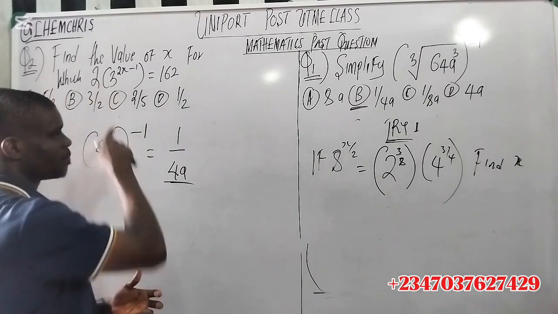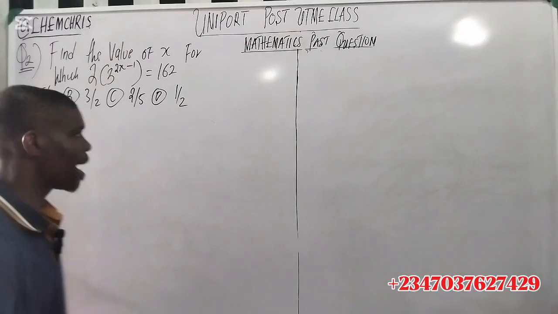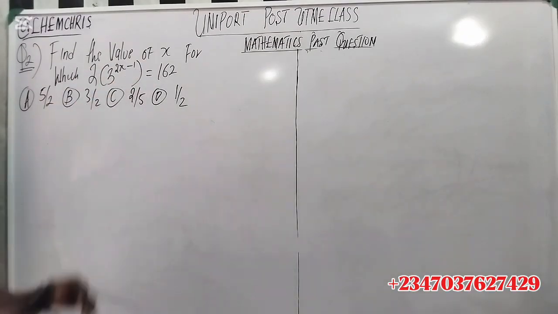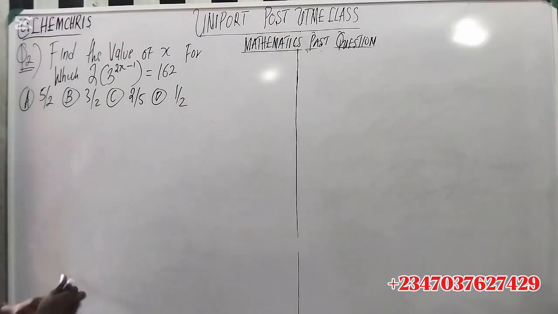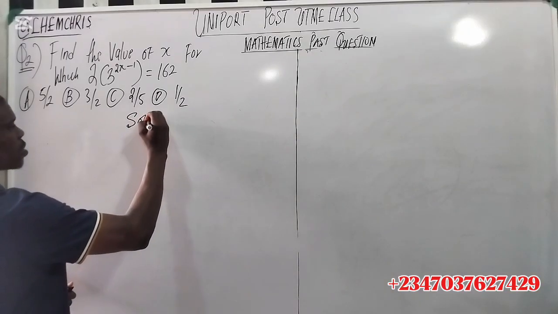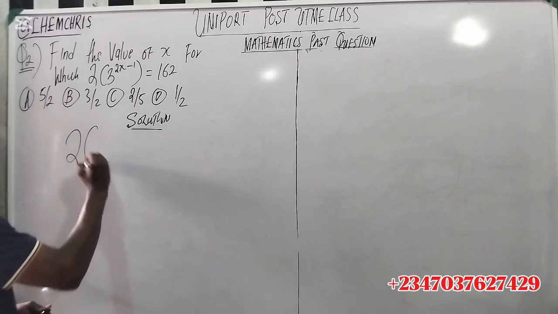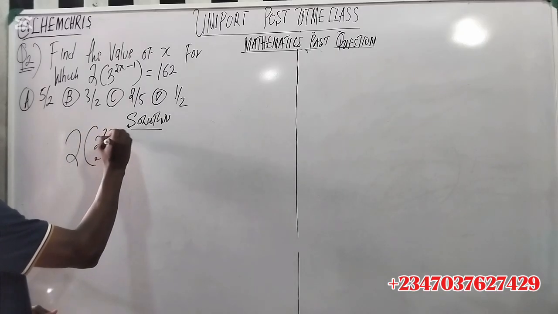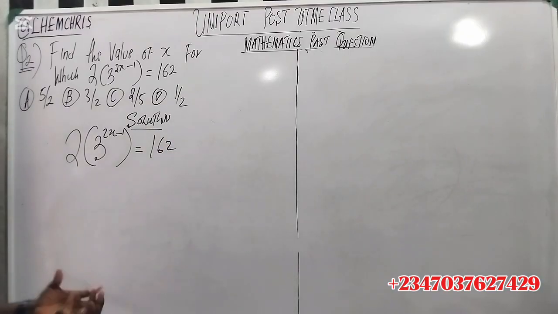So I want to solve this problem now. Question 2. Find the value of x for this expression. So I'm going to write the solution. Here we have 2 times 3 to the power 2x minus 1 equals 162. Now, how do we evaluate this?